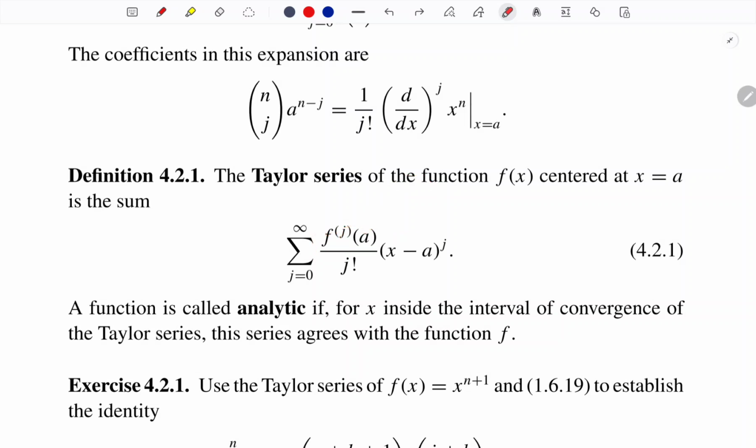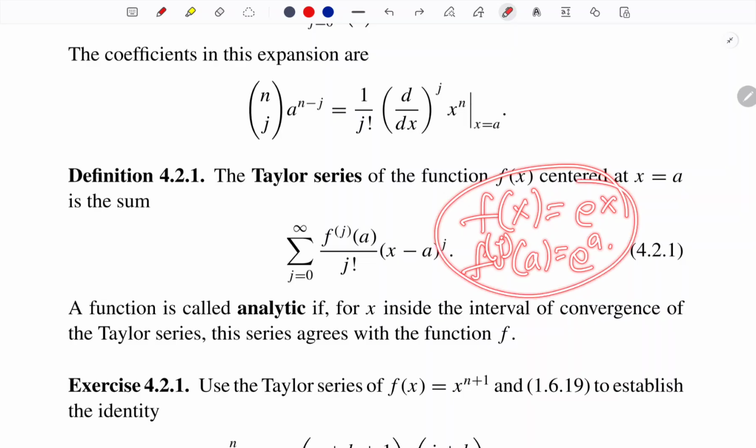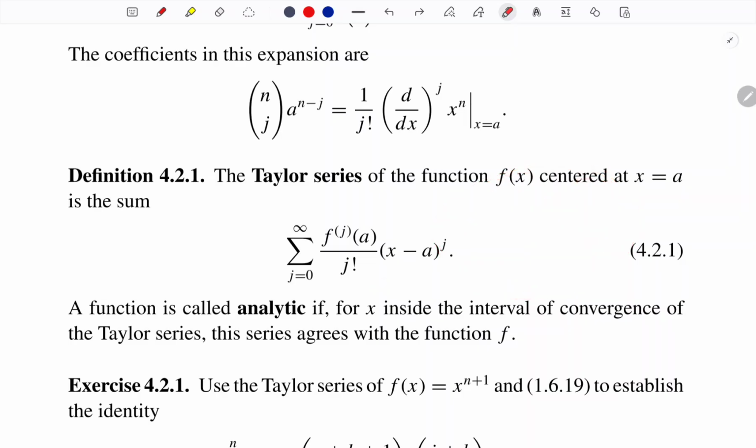I'll explain. For f of a, if f of x is e to the x, then find the jth derivative at x equals a, so e to the a. I think this book will explain why e to the x is represented as the infinite series of x to the n over n factorial.